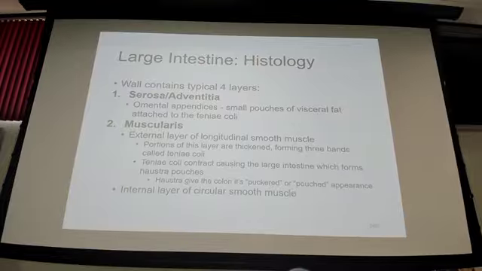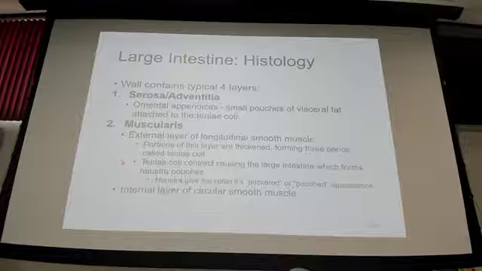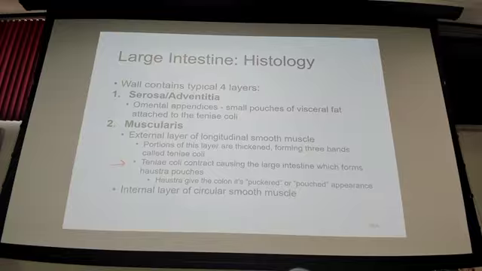Now to histology, really, there's not a whole lot that makes this different. Again, same layers. The biggest difference here is that the muscular layer, the muscularis, has the tinea coli, which helps form the haustra. So think of the tinea coli contracting, and it makes the pouches of haustra on the large intestine. Other than that, the layers really are about the same.